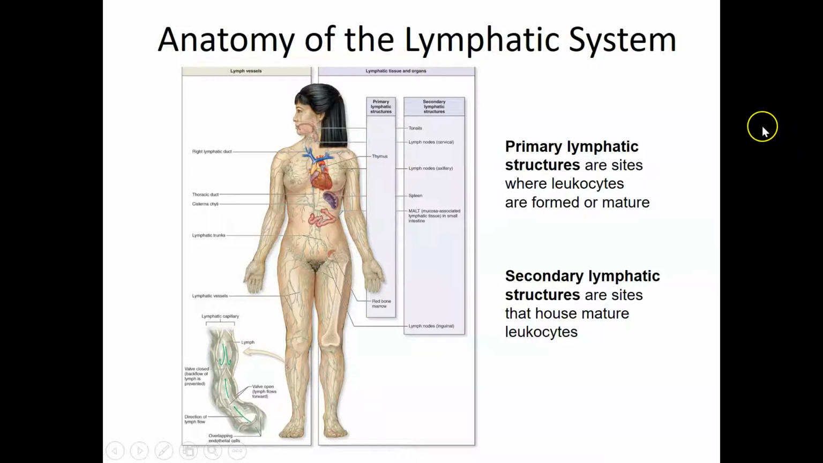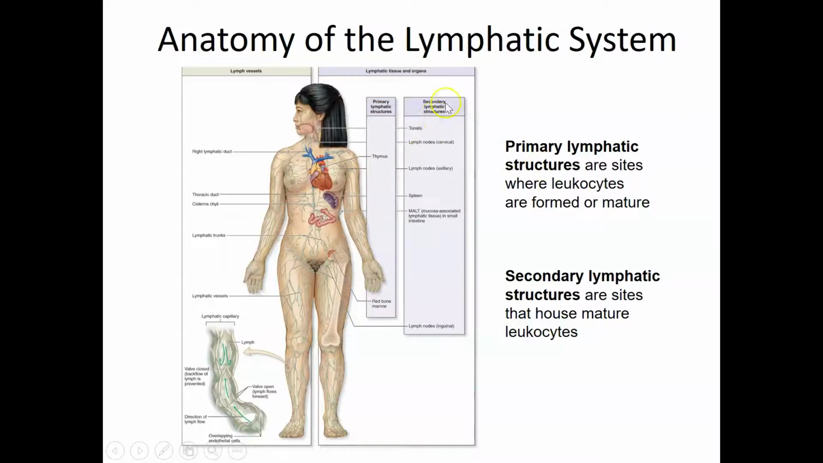What do I mean by maturation? When immune system cells are first formed, they're not fully functional. So maturation is kind of a school for immune cells. They have to go through a process by which they become functional. And for one type of cells, the T cells, that happens in the thymus.